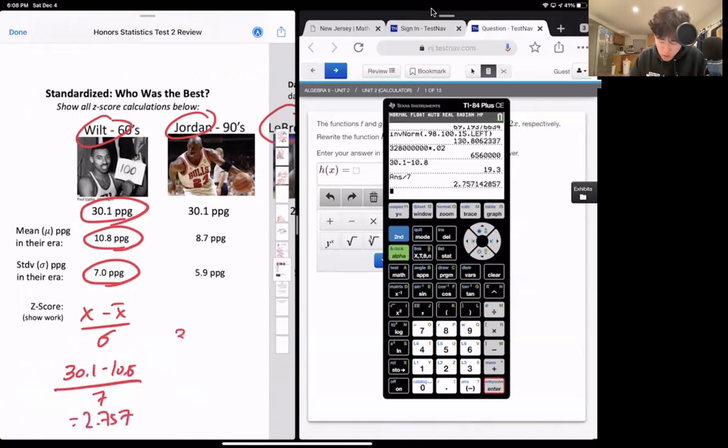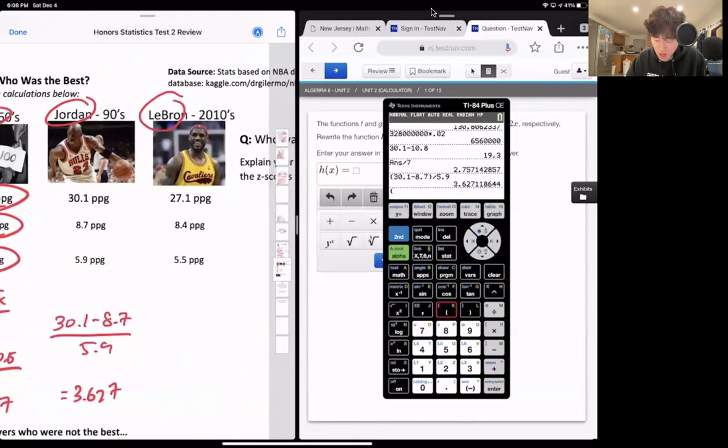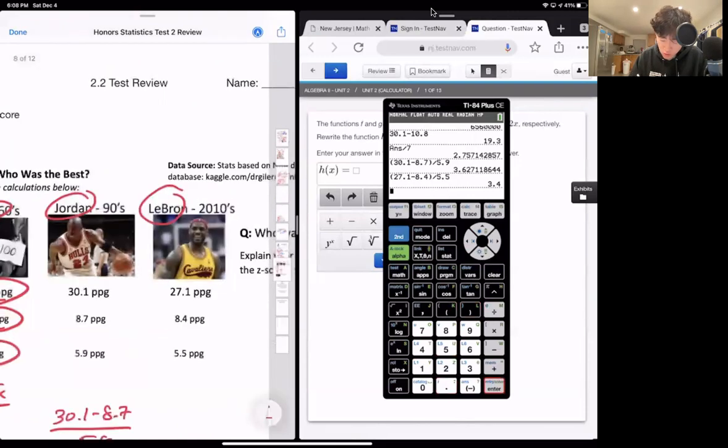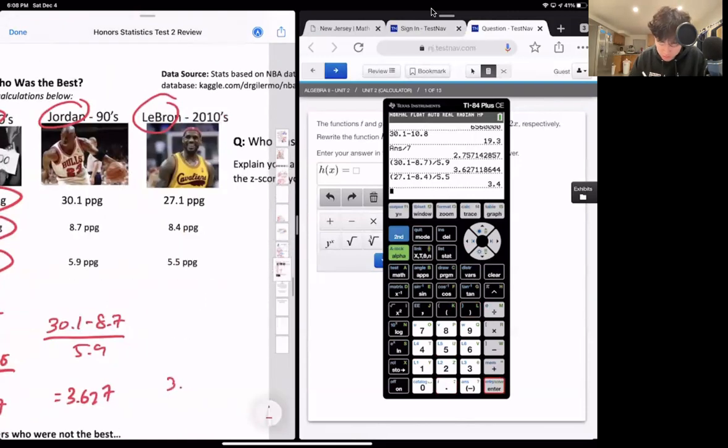For Jordan, it will be 30.1 minus 8.7 divided by 5.9. So I can put in parentheses first if I want to type it all in one go. If you do that, the calculator understands it as, okay, you want me to do 30.1 minus 8.7 first and then divide by 5.9, which gives me a z-score of 3.627. And then you'd find LeBron's as 27.1 minus 8.4 divided by 5.5. So the z-score for LeBron is about 3.4.